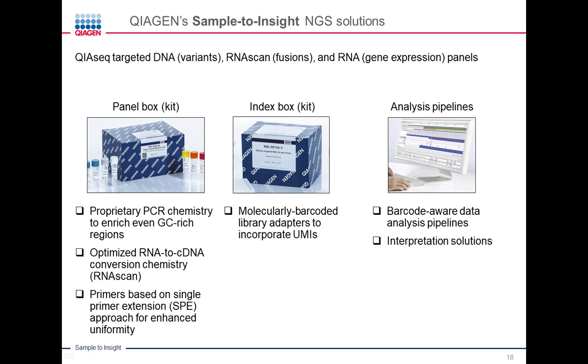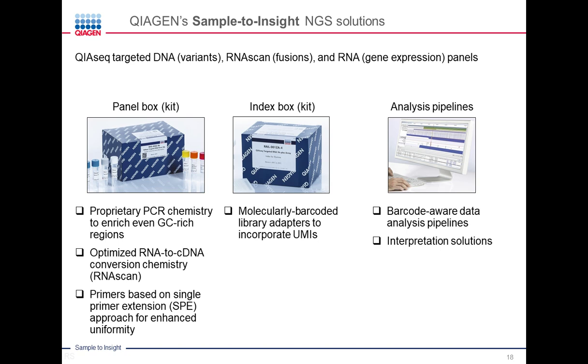The panel box is sequencer agnostic, in the sense that the same chemistry can be applied to different types of sequencers, like the Illumina sequencers or Ion Torrent sequencers. The sequencer specificity comes in at the index box level. This is another box that is required for the workflow, and it contains the molecularly barcoded library adapters that incorporate unique molecular indices. And then, of course, you have the analysis pipelines.